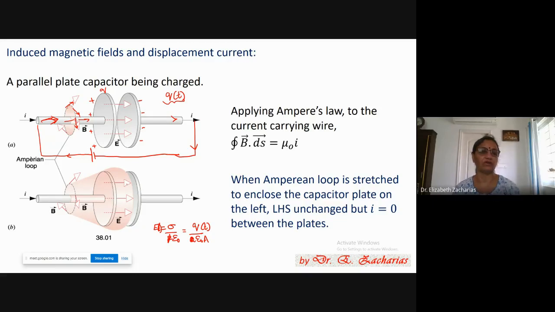Okay. Now we are going to do something. We'll go back to the wire. Consider the same Amperian loop. When we talked of Ampere's law, we said that if there is a current passing through the area enclosed by the Amperian loop, then integral B dot ds is equal to mu naught into I. Now what we'll do is, we'll keep the rim of the Amperian loop as it is, but then stretch the area in between.